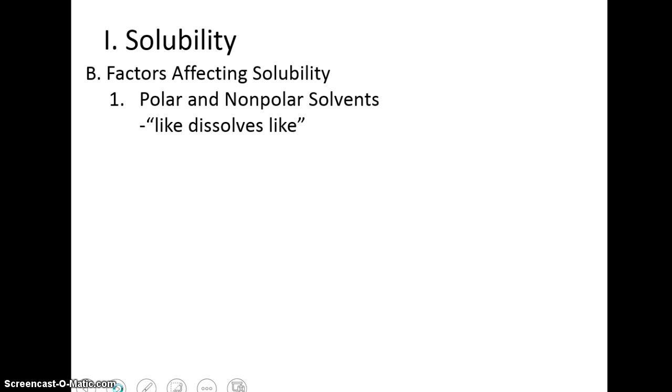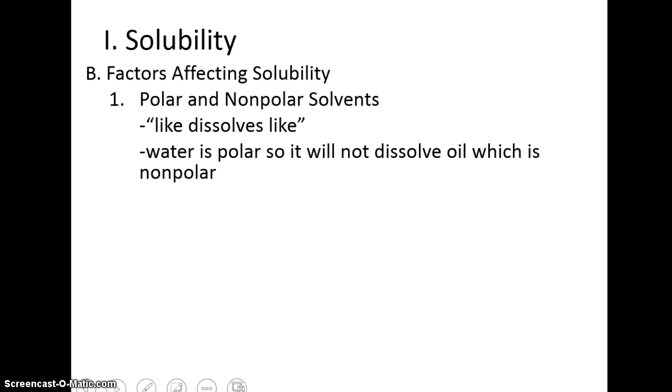There are several factors that affect solubility, how much can dissolve, and the first one is polar and nonpolar solvents. There's a term that says like dissolves like. What that means is polar dissolves in polar and nonpolar dissolves in nonpolar. So water is polar, so it will not dissolve oil, which is nonpolar. Soap is nonpolar, so it does dissolve oil.